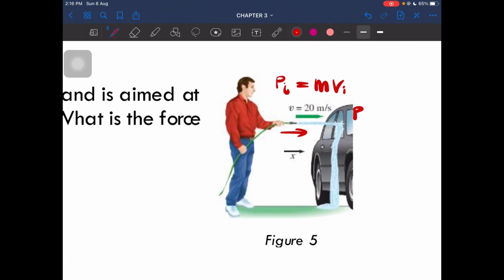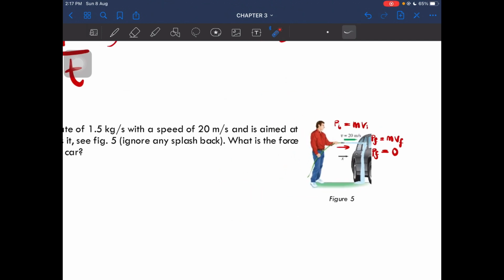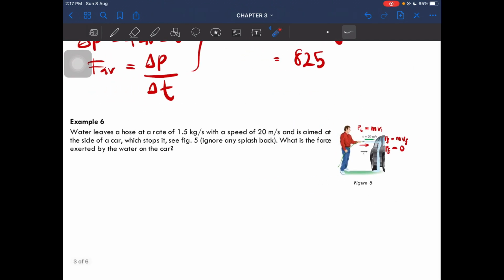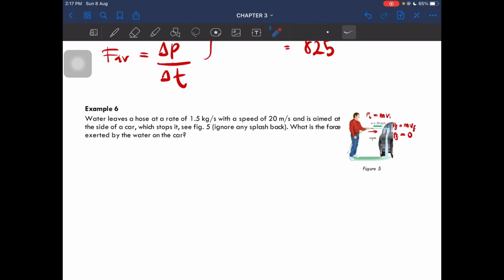So theoretically we have a final momentum that's equal to 0. Okay, so remember momentum, it must be moving. When the water hits the side of the car, velocity there will be equal to 0. It is also written in the question, it says when it hits the side of the car, the car stops the flowing of the water. So that's why I mentioned the final momentum would equal to 0.